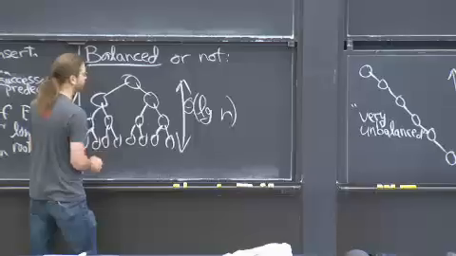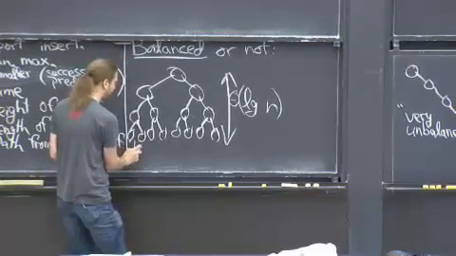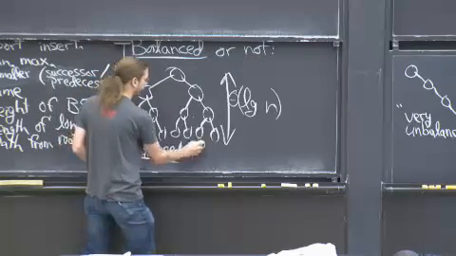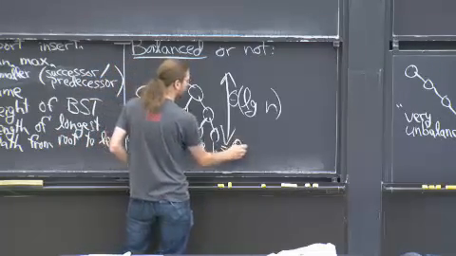This is good. This does have a formal definition. We call a tree balanced if the height is order log n.